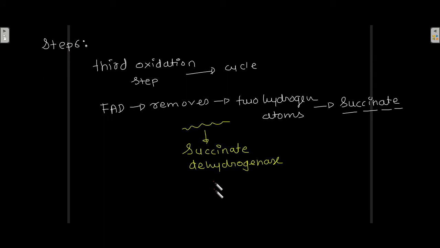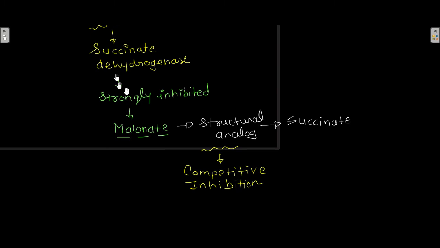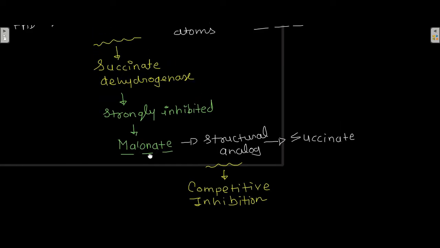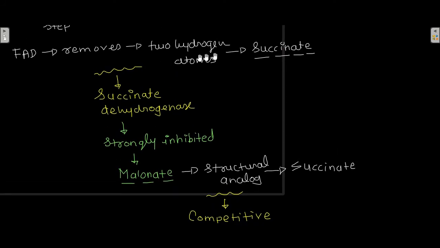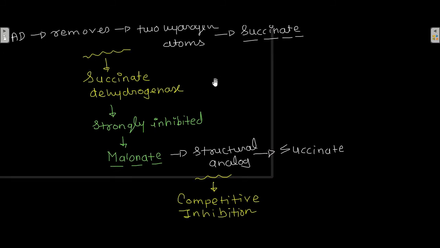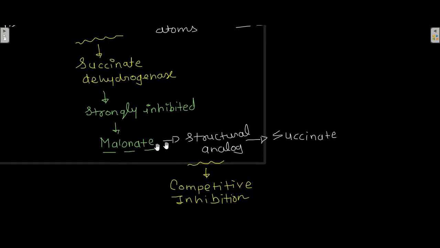Now, this reaction, the removal of the 2 hydrogen atoms from the succinate, is catalyzed by the enzyme succinate dehydrogenase. This succinate dehydrogenase is strongly inhibited by malonate. Malonate strongly inhibits this succinate dehydrogenase enzyme, which removes 2 hydrogen atoms from the succinate. And this malonate is a structural analog of succinate.